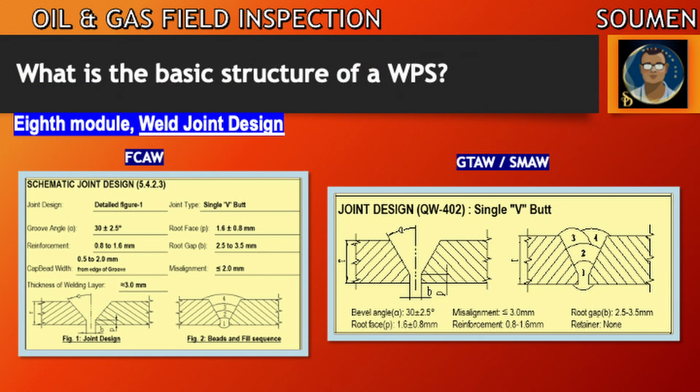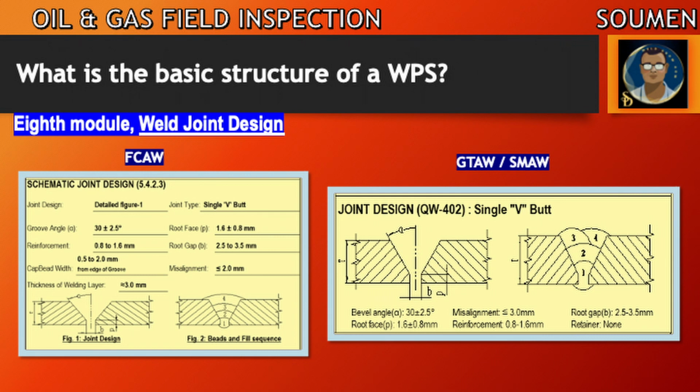Okay, now let us go for the 8th module, which is weld joint design. You can see both are almost similar. All are single B butt joint. You can see the detailed figure and the details. The groove angle is 30 degree plus minus 2.5 degree. GTAW SMAW also the same. FCAW also the same. Root face 1.6 plus minus 0.8 is GTAW SMAW.